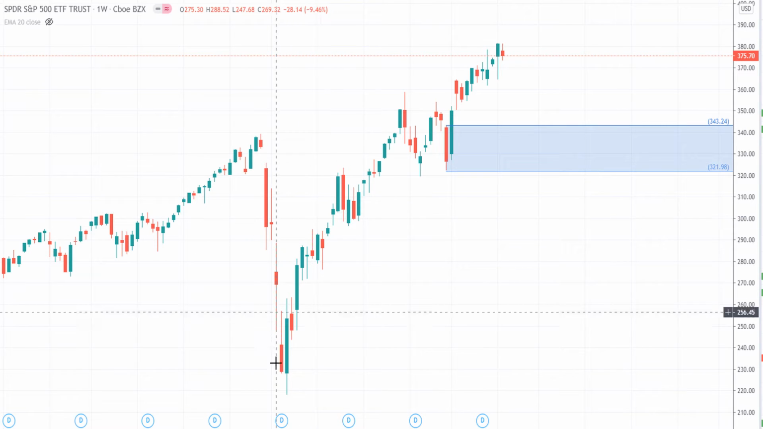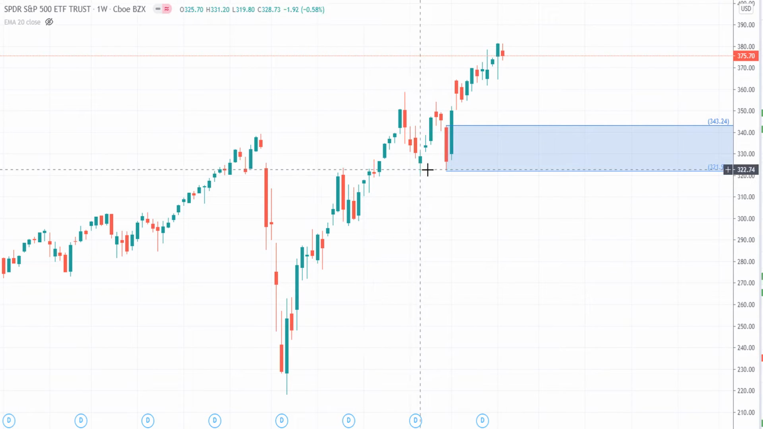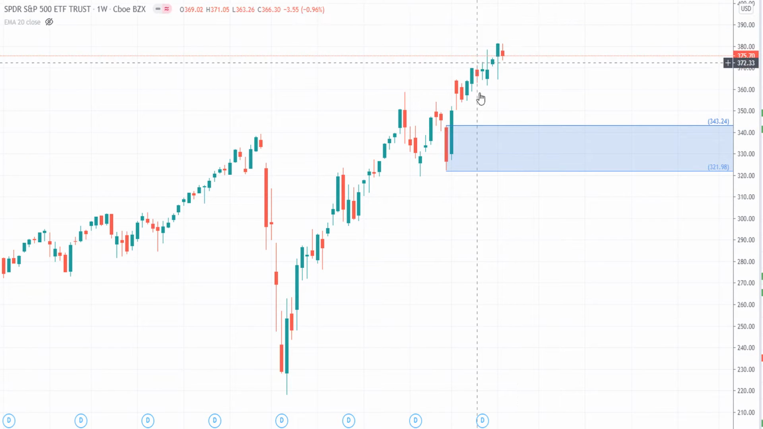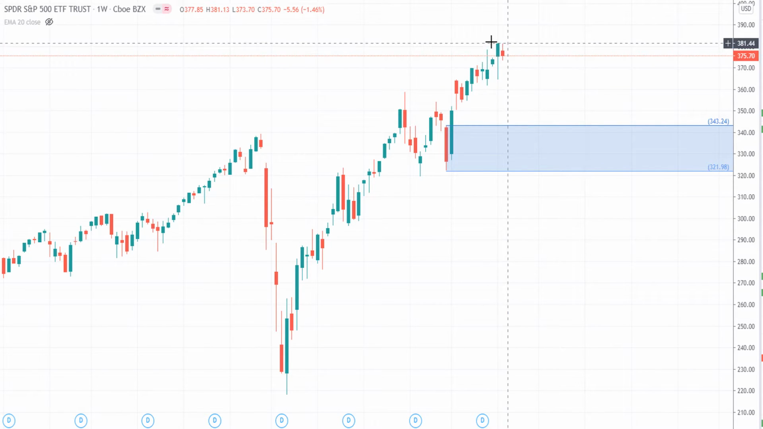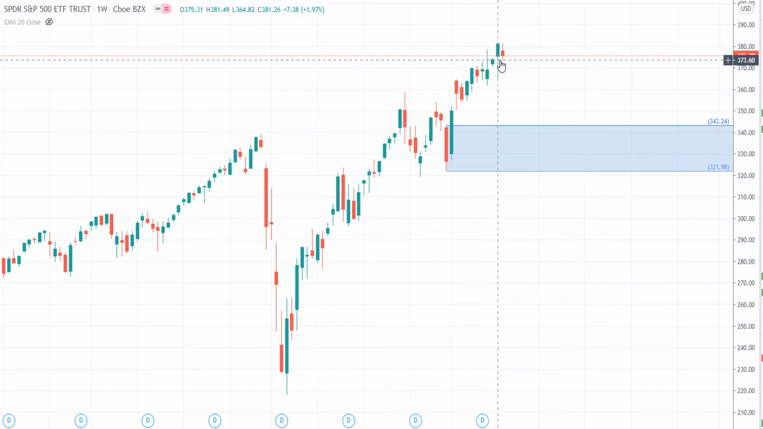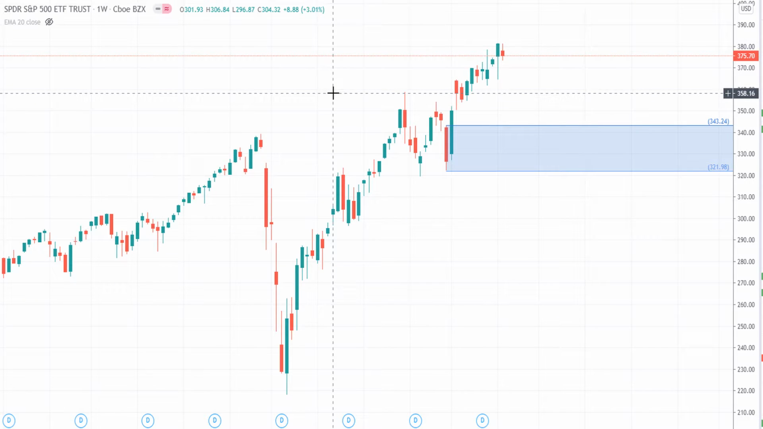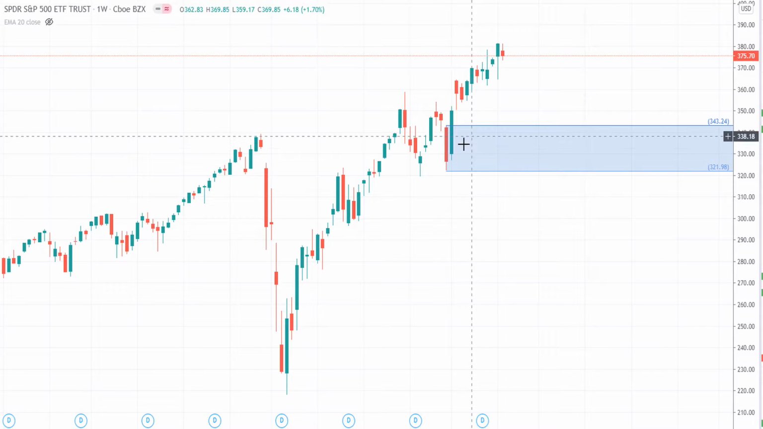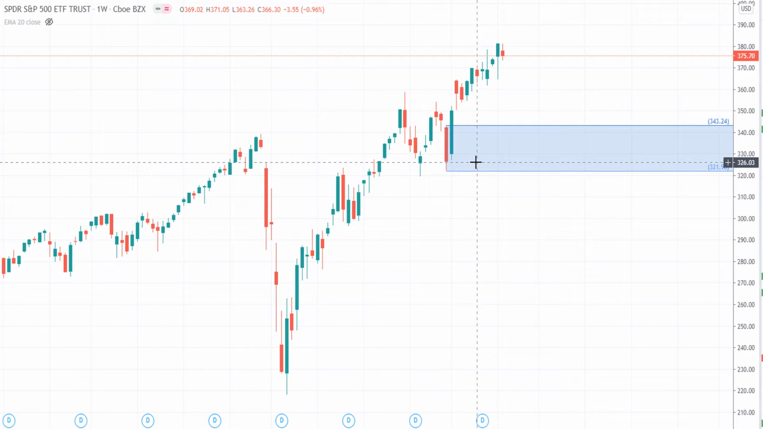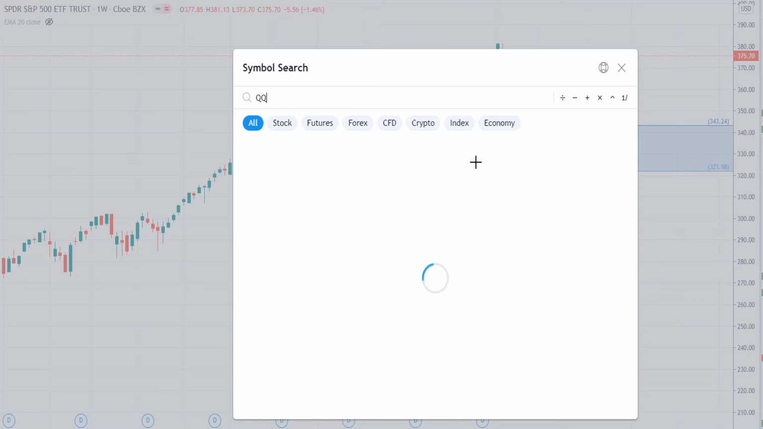As you can see, every time there's a bullish pin bar, these pin bar candles, it wants to go up. So this candle looks like we could be having some more upside before it comes back down to this weekly demand area where longs will be possible again. Let's take a look at the Qs.